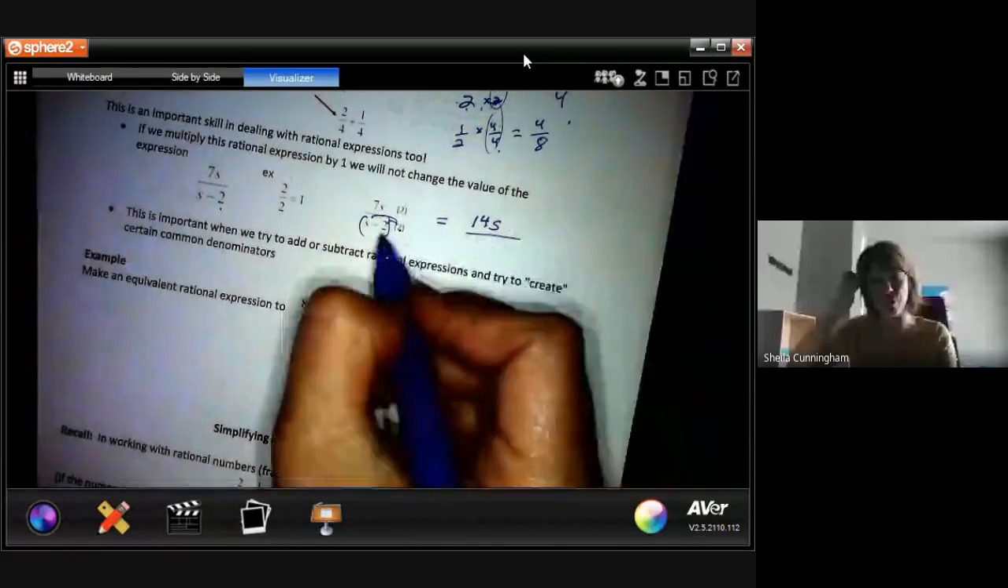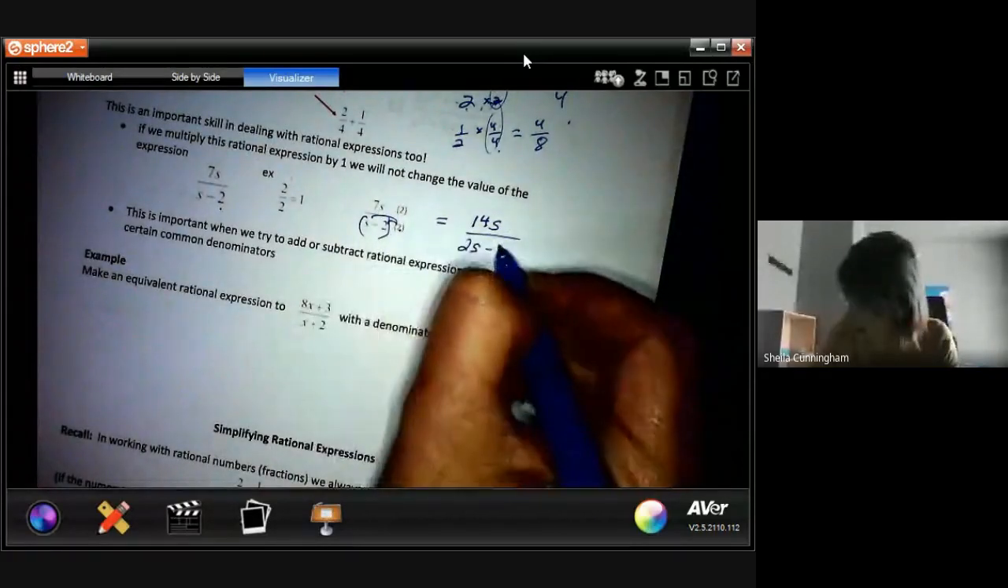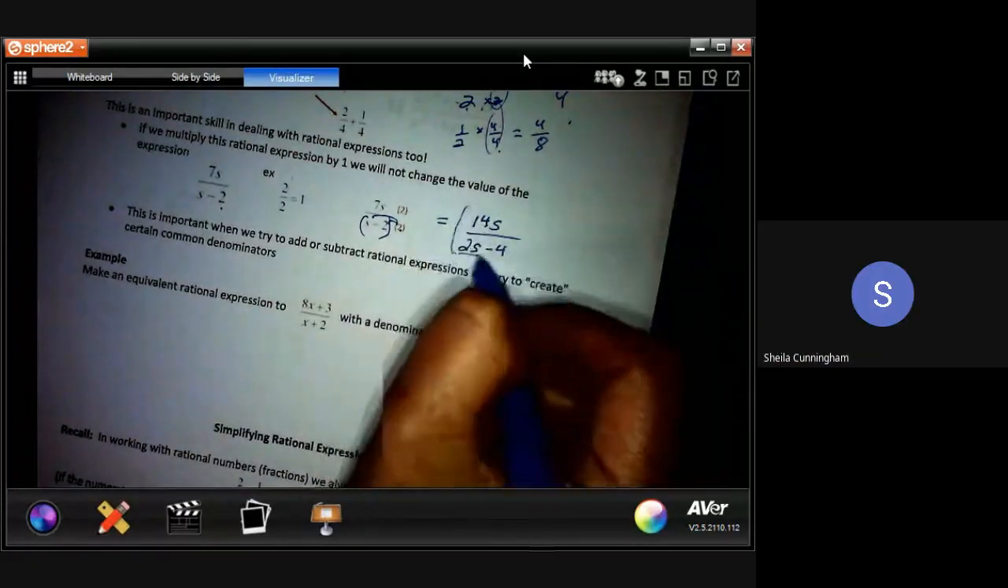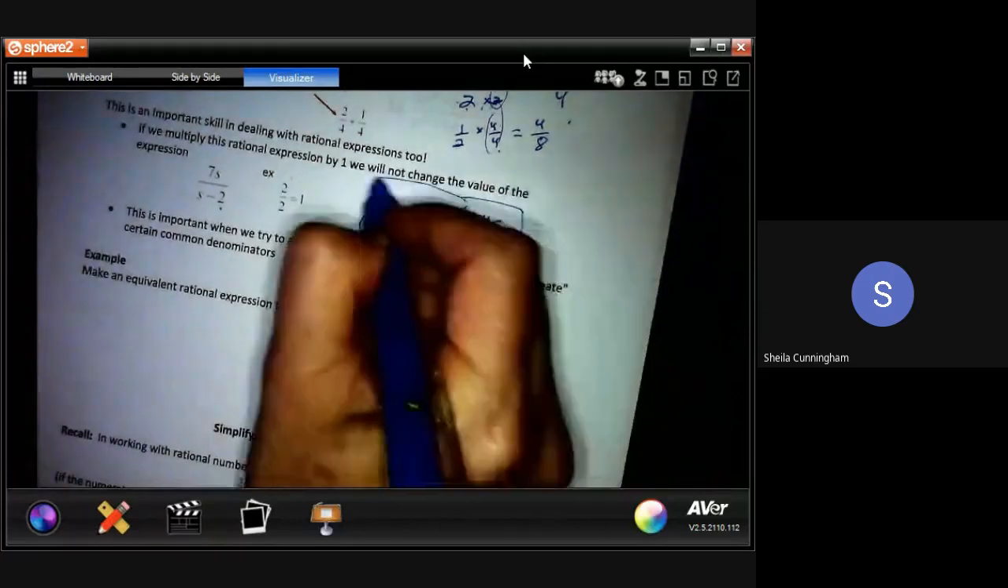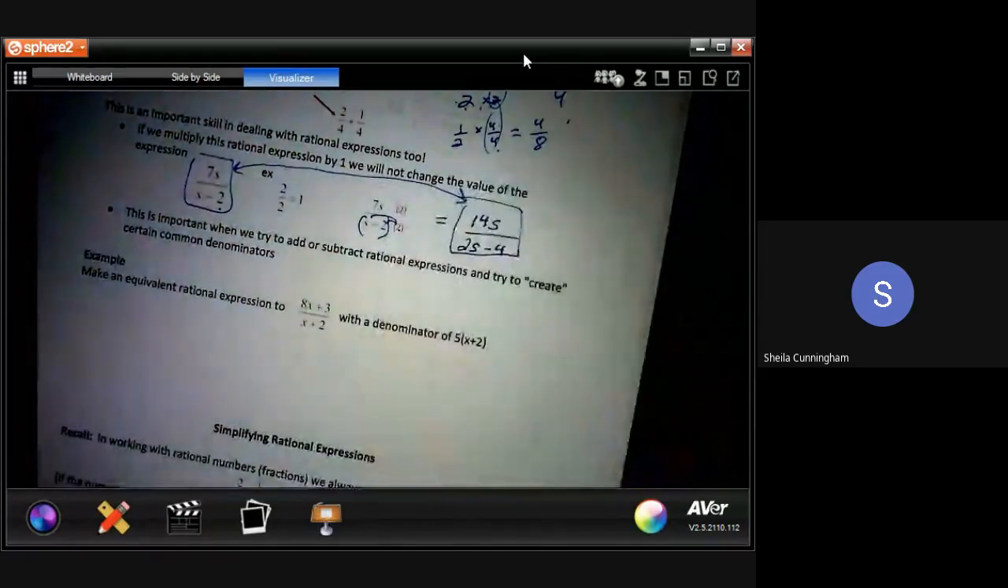So that's really going to leave me with a 2s minus 2 times 2, which gives me 4. So then this piece here is an equivalent rational expression to our original. They are actually the same value of sorts. And you could figure this out.